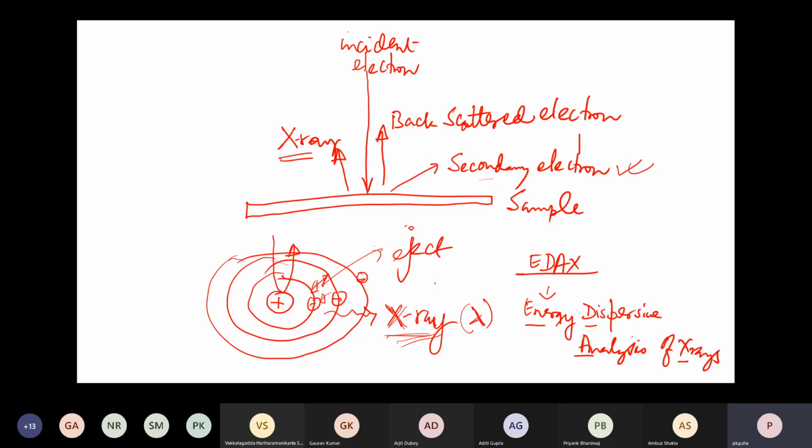Now the backscattered electron energy is obviously higher compared to secondary electrons, and this backscattered electron will also contain information of Z. Z means the atomic number. So the higher the atomic number, the higher will be your backscattered electron proportion.